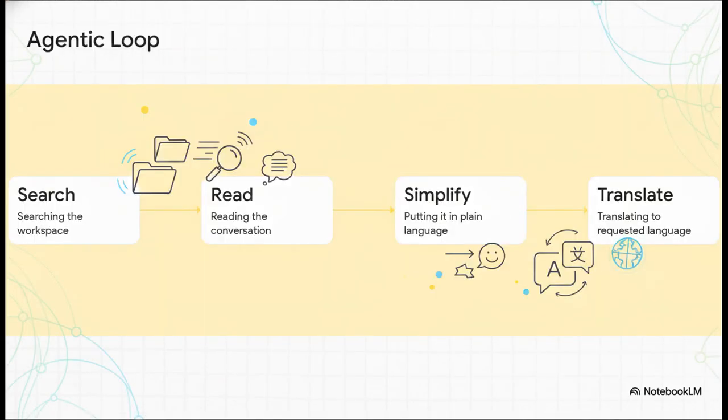To pull off that complex prompt, Bridge actually enters what we call an agentic tool use loop. First, it searches the workspace. Then, it reads the context of the conversation. Next, it simplifies all the heavy jargon into plain text. And finally, it translates that text into the requested language. It autonomously chains all these actions together, with the AI model, in this case Claude, deciding each necessary step and giving the user live status updates along the way. It's incredibly slick.